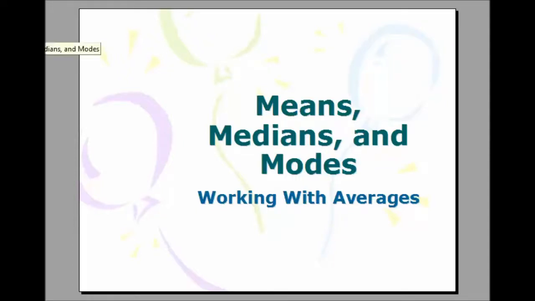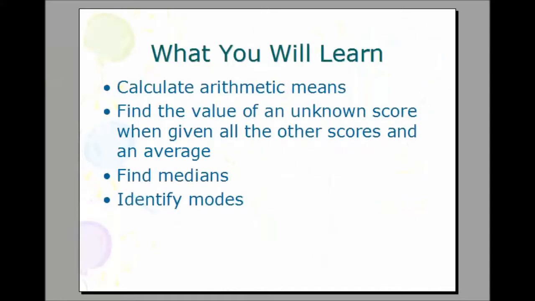This section is on averages, and there are three types of averages: arithmetic means, medians, and modes. In this section, you will learn how to find arithmetic means. You will learn how to find the value of an unknown score when given all the other scores and an average, and by average I mean an arithmetic mean in this case. You will also learn how to find medians and identify modes.